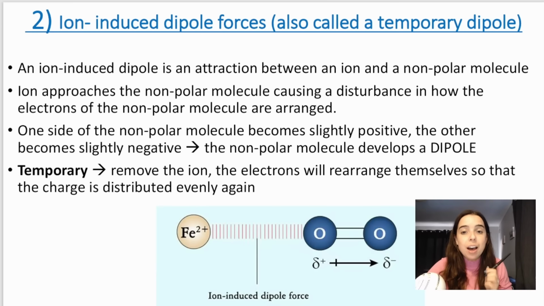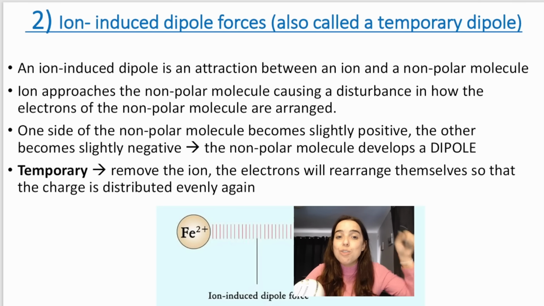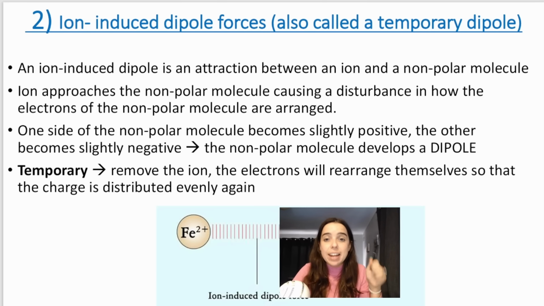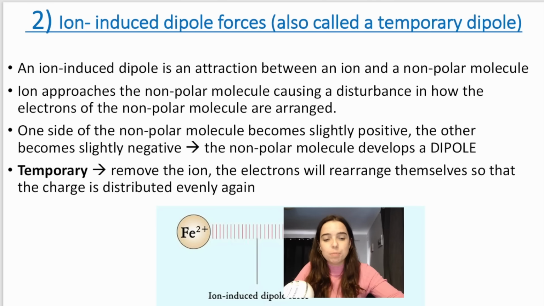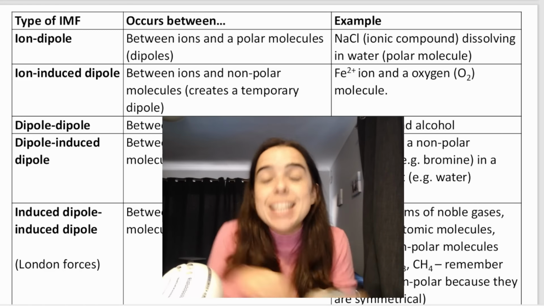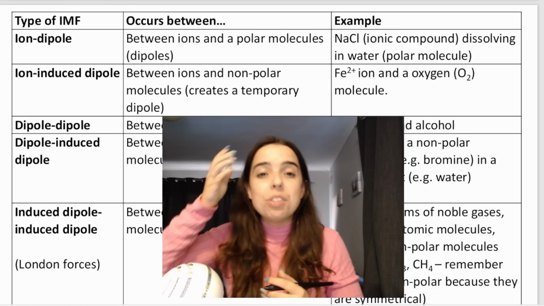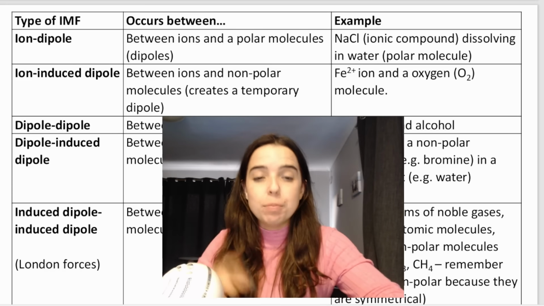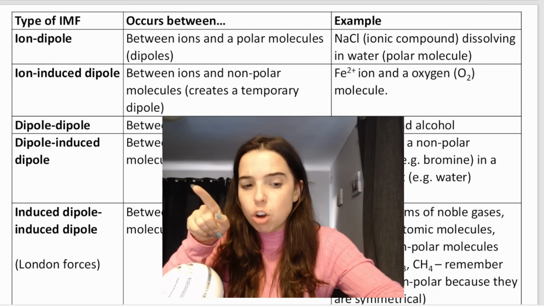If we remove the ion, the electrons will rearrange themselves until the charge is even once more. So it's basically just because of the presence of the ion that the electrons get distorted. So just remember, when you see ion-induced dipole, it's with an ion, and induced dipole means non-polar. As soon as you see the word induced, I want you to think non-polar.